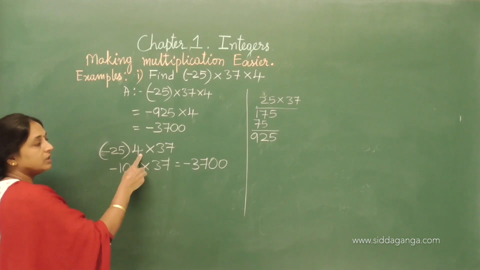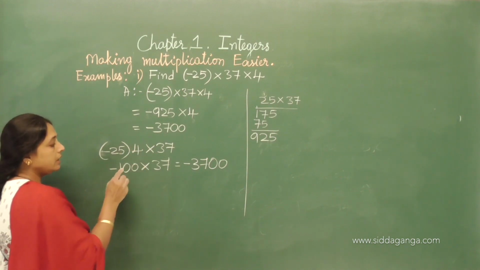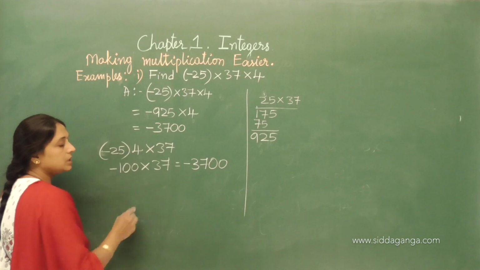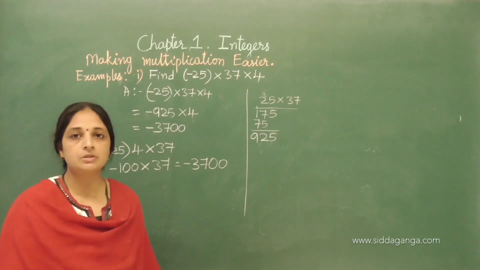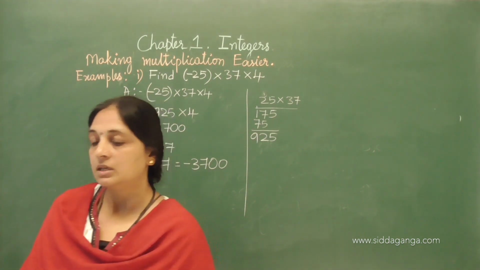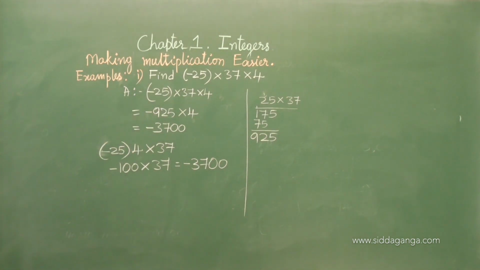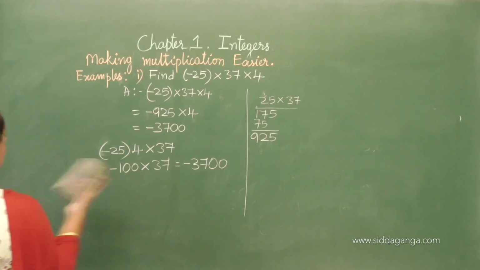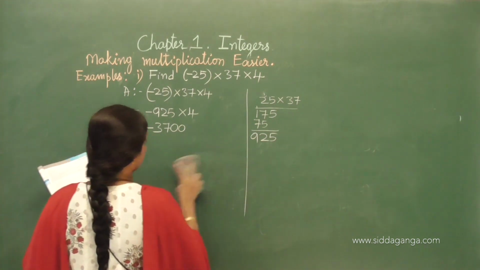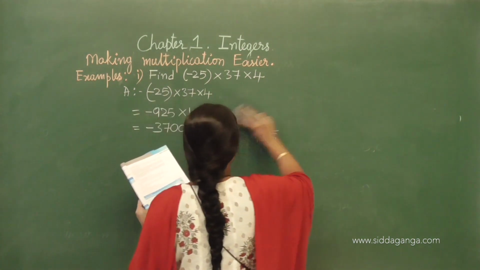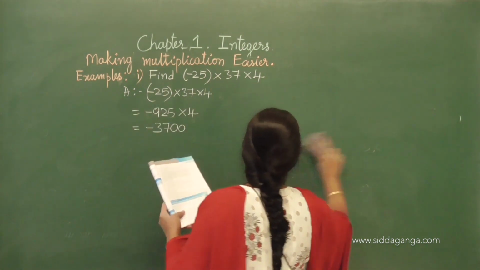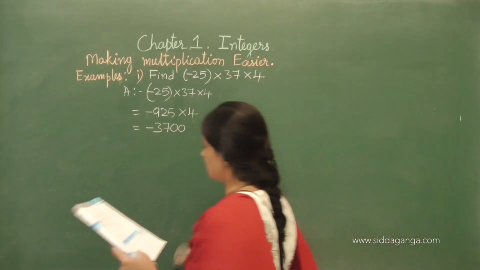When we multiplied 25 with 4, we got 100. Then multiplying 100 with 37, we got 3,700. That is minus 3,700. So like this we can multiply any numbers. You can change the place.